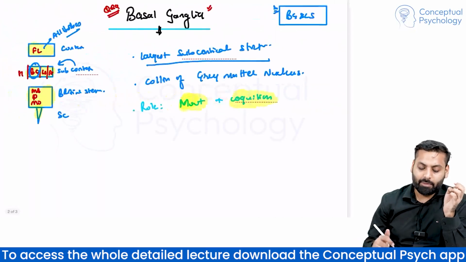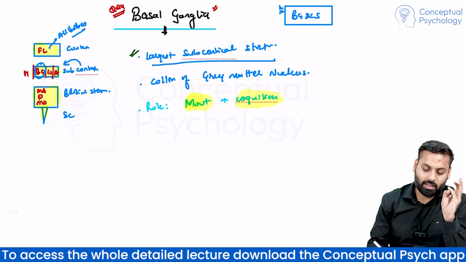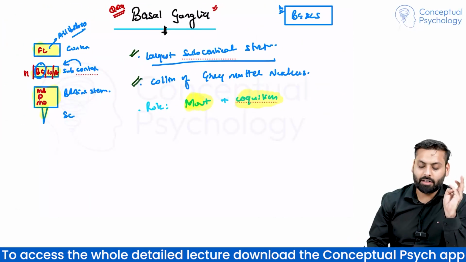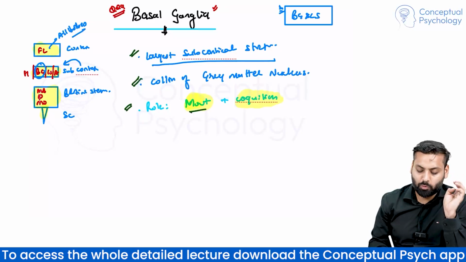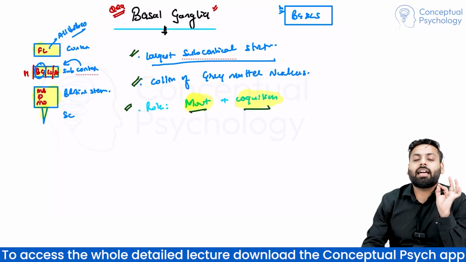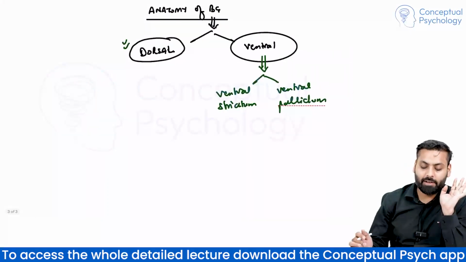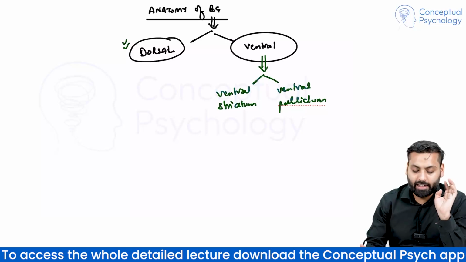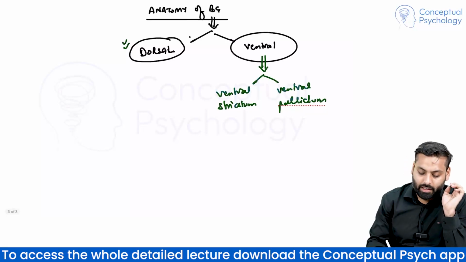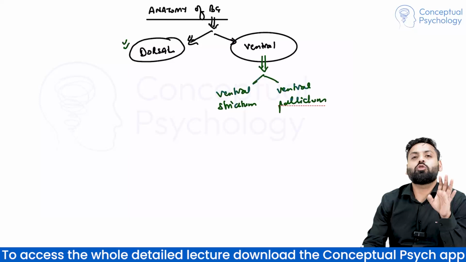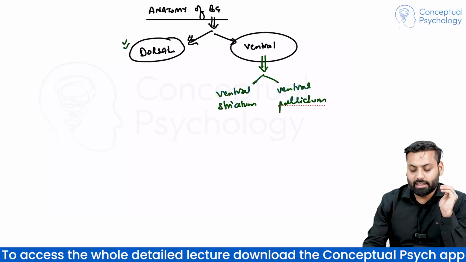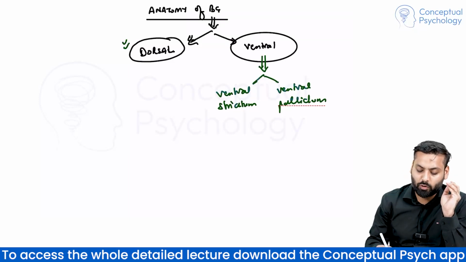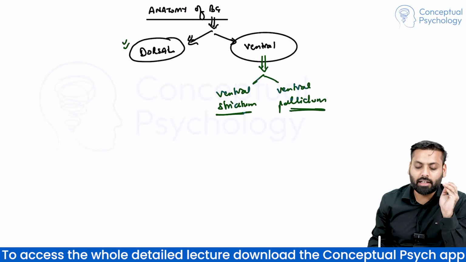You will have to learn this basal ganglia with me in the class itself. So we read that basal ganglia is the largest subcortical structure, a collection of gray matter nuclei, and it has a role in movement and cognition. Each line is important here. By the end of the lecture, it should be on your fingertips, basal ganglia. Then we are studying the anatomy of basal ganglia. Basal ganglia has two parts, the dorsal part and the ventral part. The ventral basal ganglia is further divided into ventral striatum and ventral pallidum.